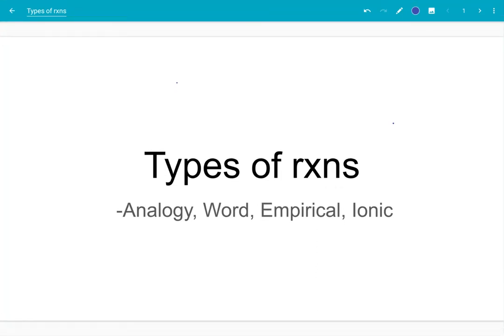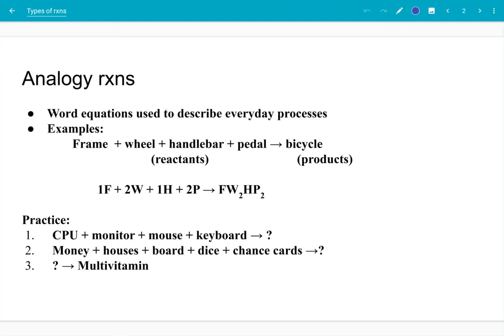Okay, so in this video we're going to talk about different types of reactions, including analogy, word, empirical, and ionic. Analogy reactions are usually the first ones that are easier to recognize. They're just word equations used to describe everyday processes. For example, we could say a frame plus a wheel plus handlebar plus a pedal makes up a bike.